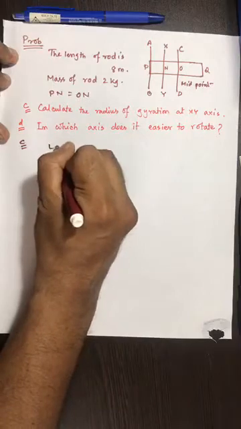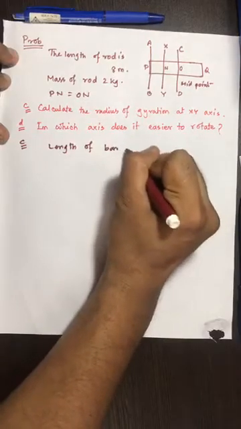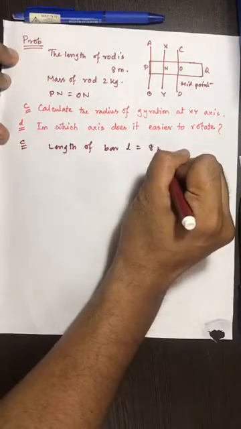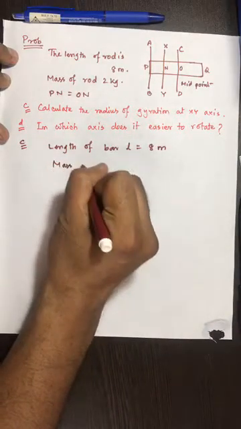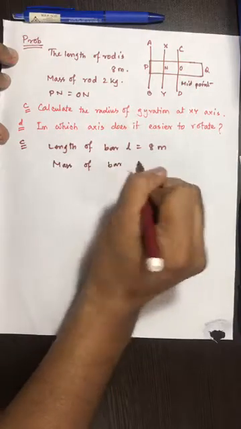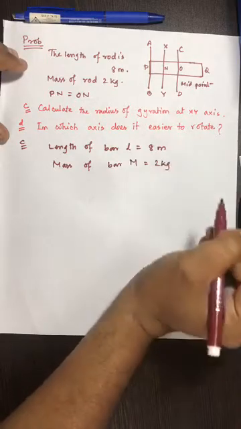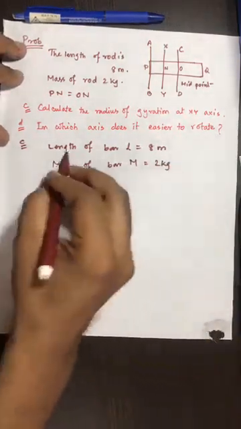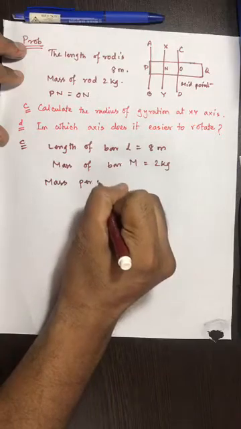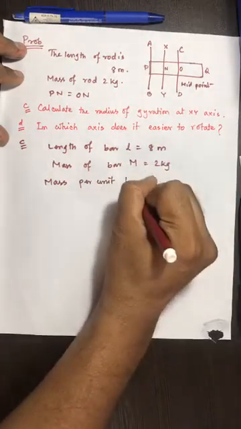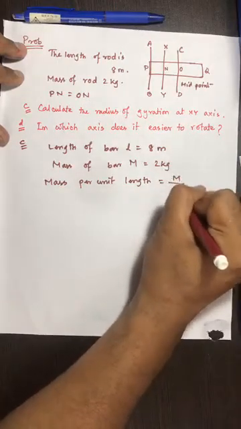Length of the bar L equal to 8 meter. And mass of the bar M is given as 2 kilos. Okay, this length and mass are given. So mass per unit length equal to M by L.